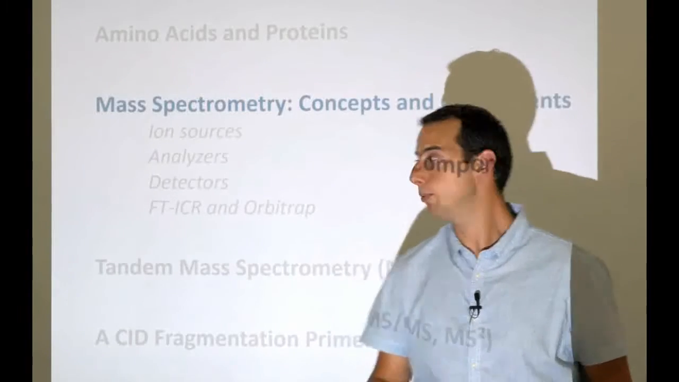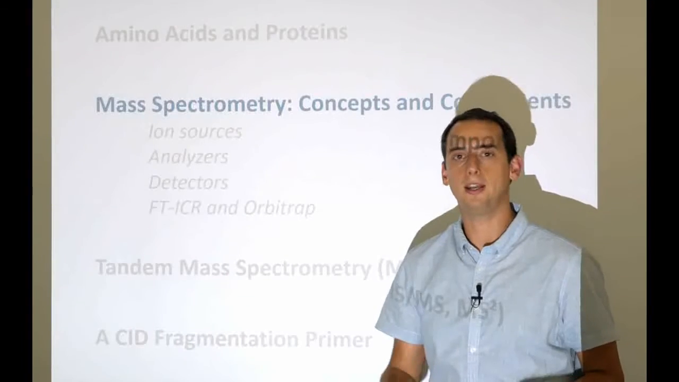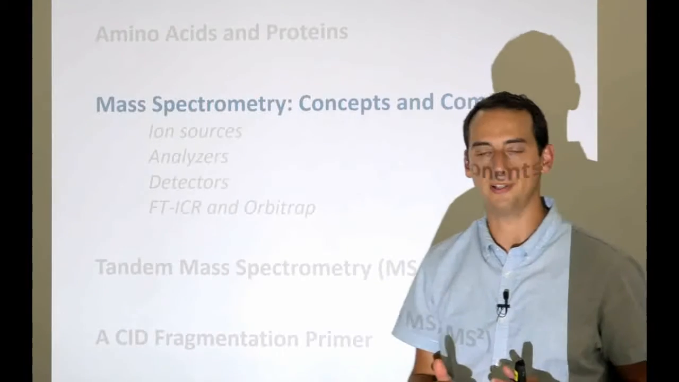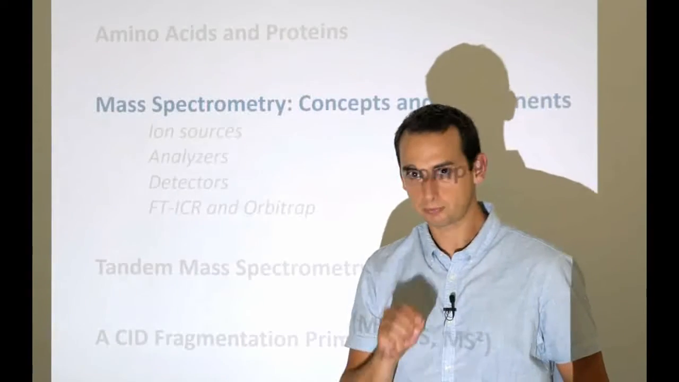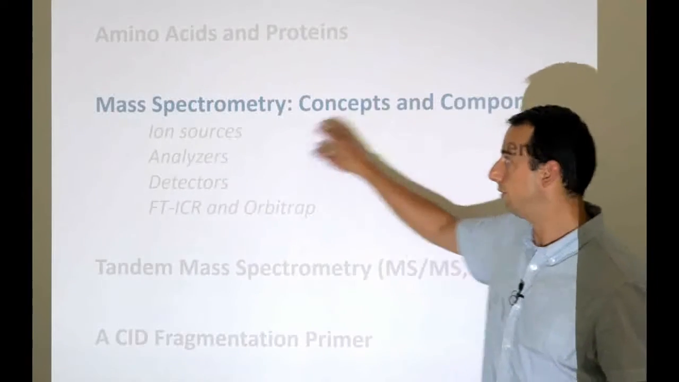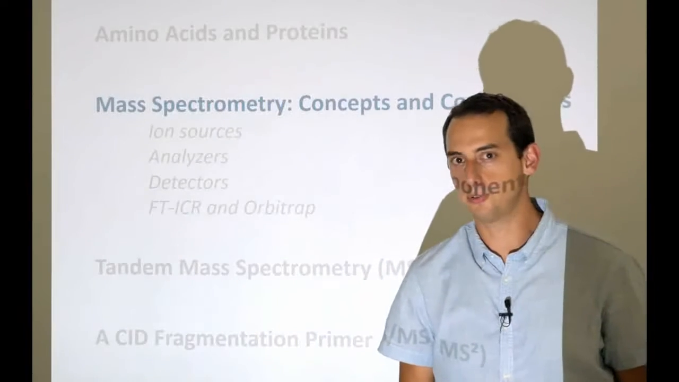And for that, the first thing we'll do is give you an overview of the basic components of a mass spectrometer, and then we'll go through each of these components in detail. Now, each component will have its own dedicated lecture. And we'll start today with just the overview and the ion sources. And that will sum up this lecture. So without further ado, let's get started.